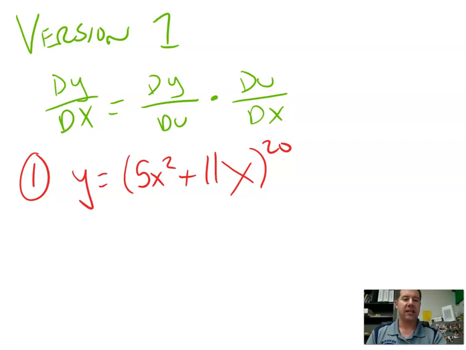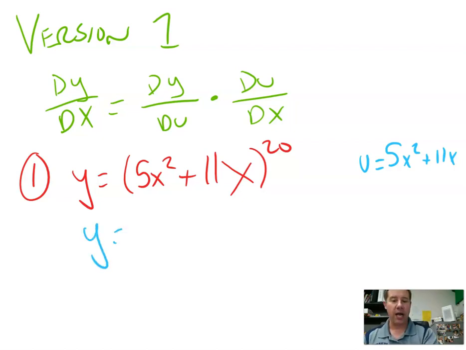Okay? So in this case, the function on the inside that I'm going to set equal to u is 5x squared plus 11x. So that's my function u in terms of x. And then I could rewrite this as y equals u to the 20th. And there's my function y in terms of u.